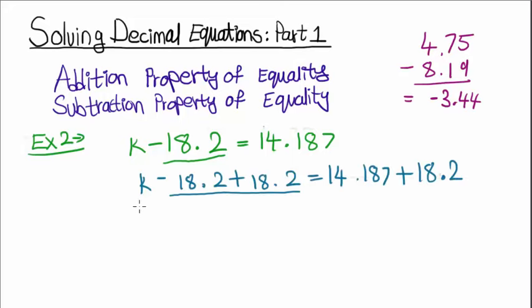When I simplify the left-hand side of this equation, the negative 18.2 and plus 18.2 cancel each other out to give me k all by itself. Then on the right-hand side of this equation, I am left to evaluate 14.187 plus 18.2. Now I leave it up to you to verify this, but 14.187 plus 18.2 will give me a final answer of 32.387.